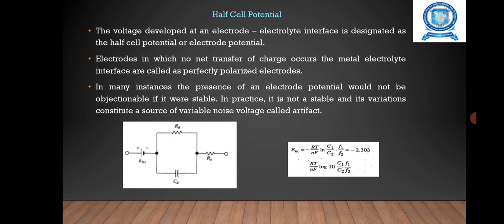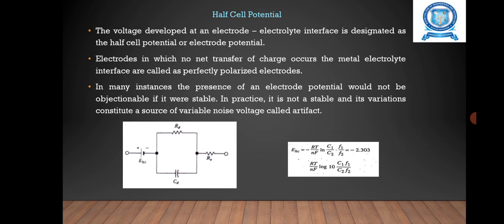The voltage developed at an electrode electrolyte interface is designated as the half cell potential or electrode potential. At a metal solution interface, the electrode potential results from the difference in rates between two opposing processes. Electrodes in which no net transfer of charge occurs across the metal electrolyte interface are called perfectly polarized electrodes. Electrodes in which unhindered exchange of charges is possible across the metal electrolyte interface are called perfectly non-polarizable.